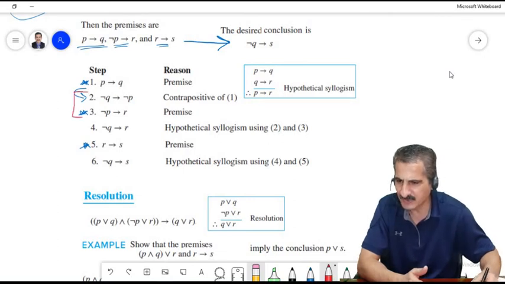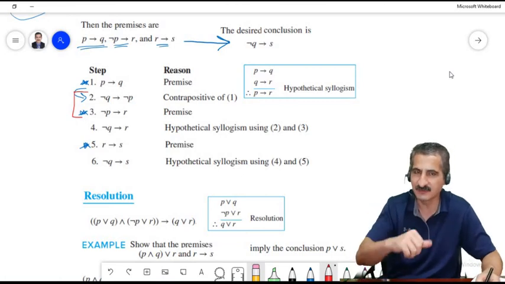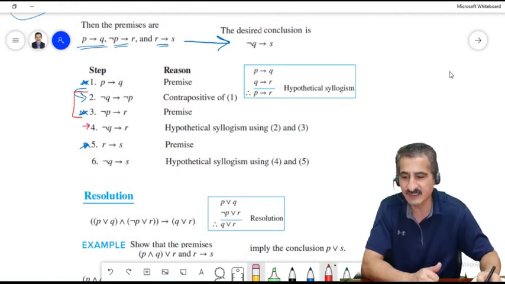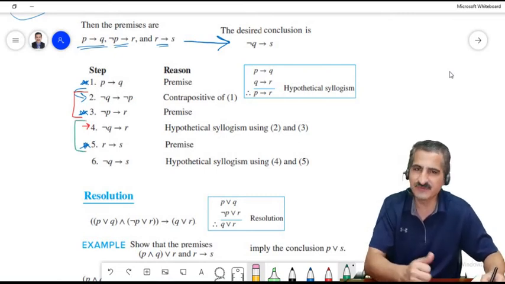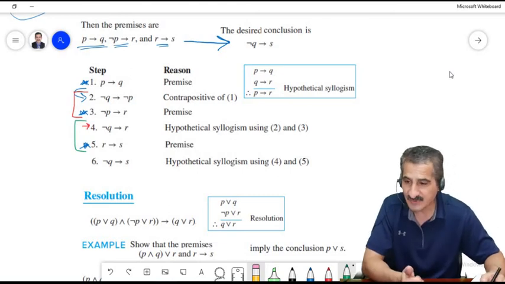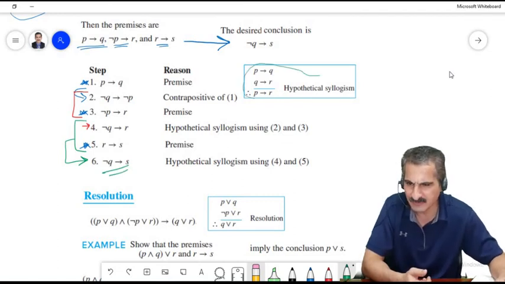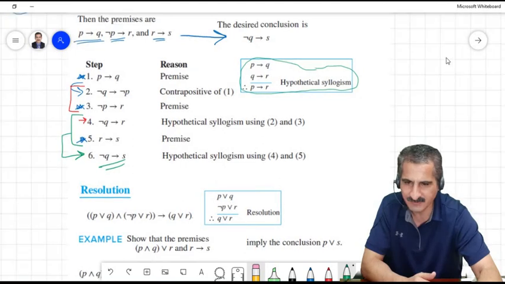Now join 2 and 3. Not Q gives not P. And we have in hand not P gives R. So we will conclude not Q gives R. So good. Now we have 4 is the conclusion and 5 is a premise. Not Q gives R and R gives S. So we will have not Q giving S, and then we are done. We have reached it. We use the hypothetical syllogism. Okay. So this example was quick. I was planning to leave it, but we are done with it.